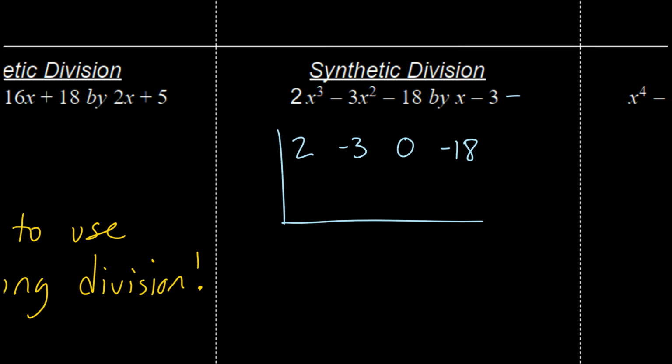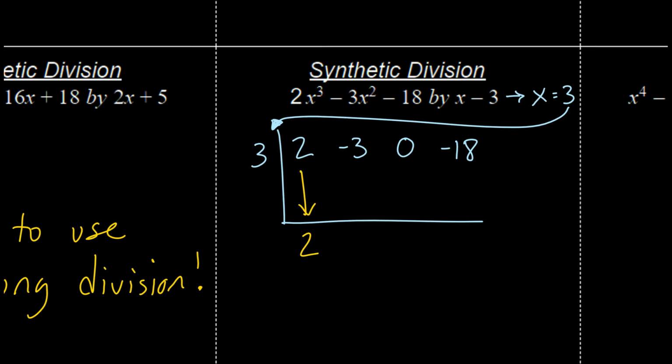Now am I dividing by -3? No. What am I dividing by? X minus 3. A positive 3, right? So, what was our first step here? What did I do first? Bring down the 2. Then 3 times 2 is? Put that inside. Then -3 plus 6 is?